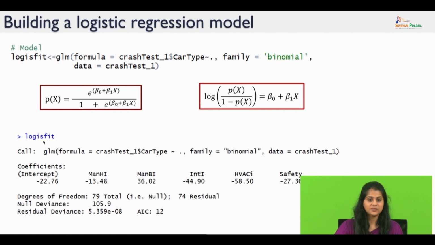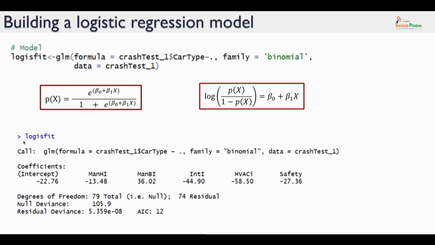Now let us look at the model. Now if you run your model logisfit in your console, this is what is displayed. In the first line it displays the formula, in the next line it displays the coefficients, then I have degrees of freedom. So it displays 2 degrees of freedom.